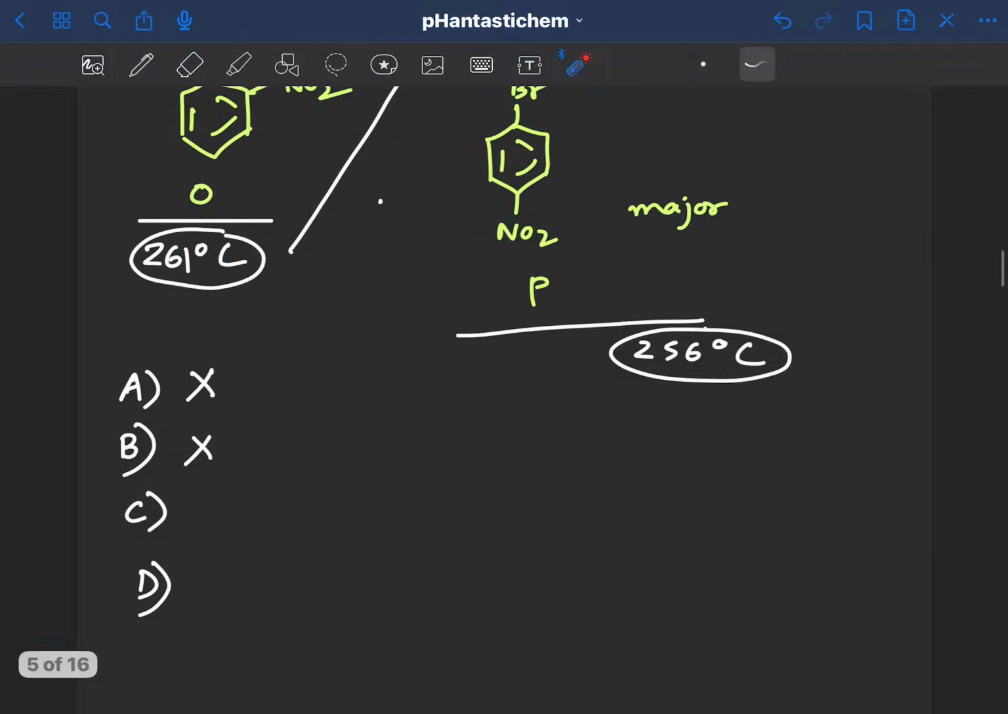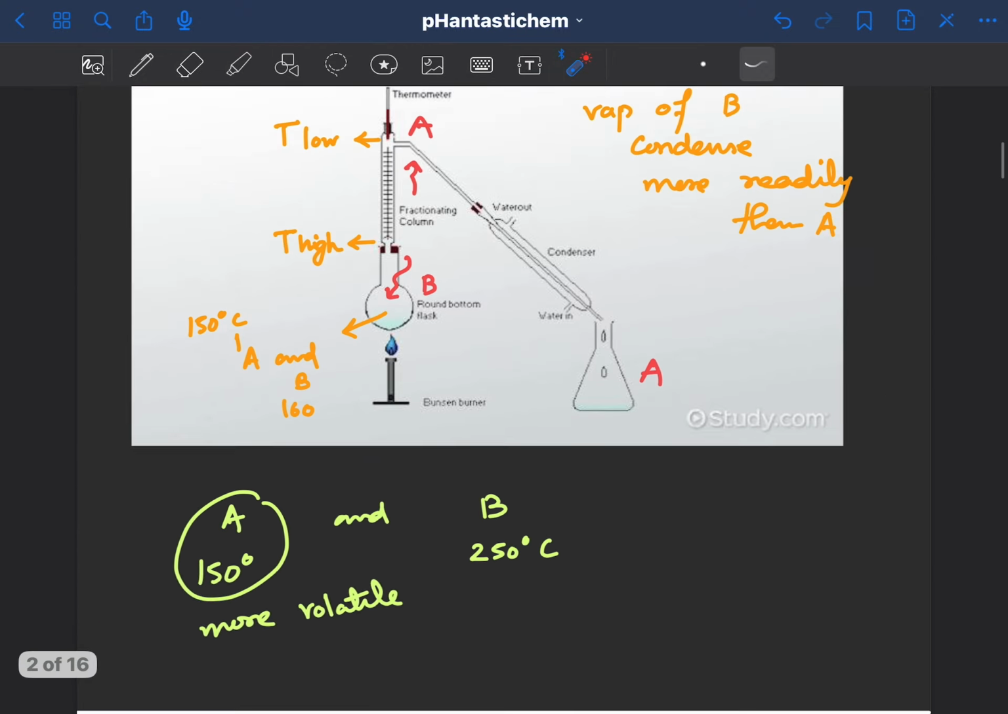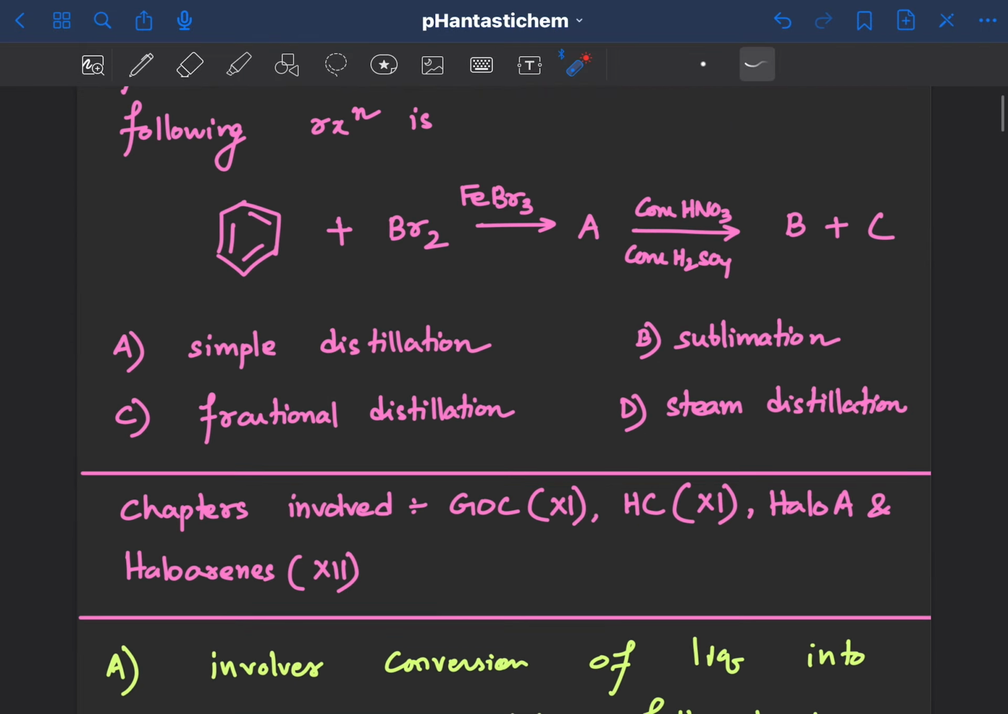And the C option is fractional distillation. That will be the answer, because if you remember, those which have a very small difference in their boiling point are separated using fractional distillation, where we have a fractionating column. The more volatile one rises up, and we are left with the less volatile one, and we separate it. So therefore C, fractional distillation, will be the answer. Okay, so the answer is C, fractional distillation. Okay, thank you.